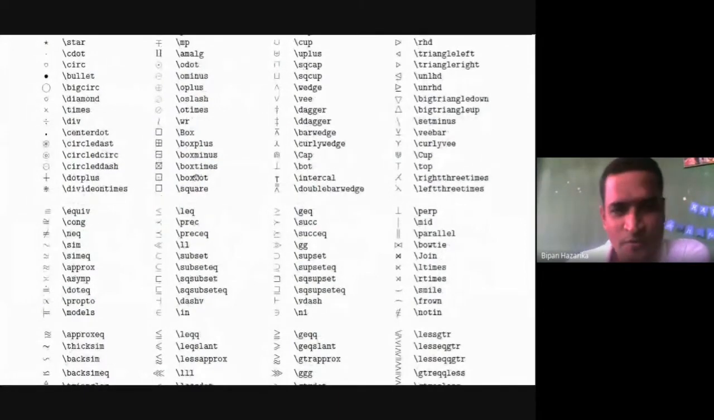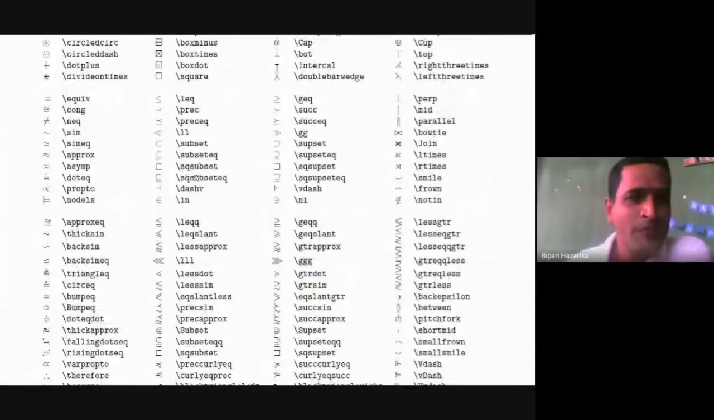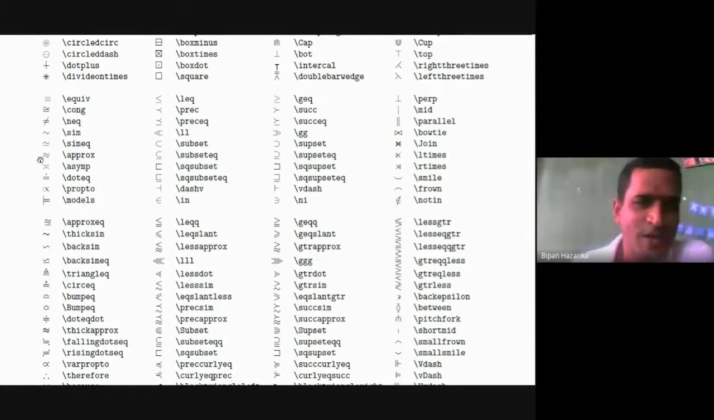I'll share this file with the coordinator, so you will get it. Then there are different congruence relations, equivalence relations, less than or equal, greater than or equal, perpendicular. These symbols we can write in this way. If you write slash cong, you get the congruence symbol. If you write approx, you get the approximate symbol. For similar and equal, you write sim equal.